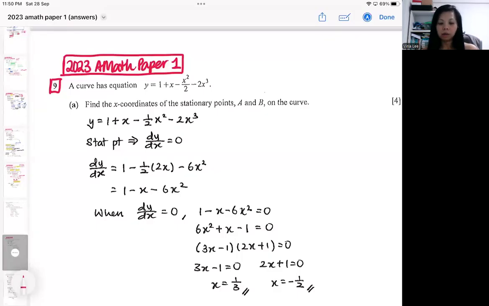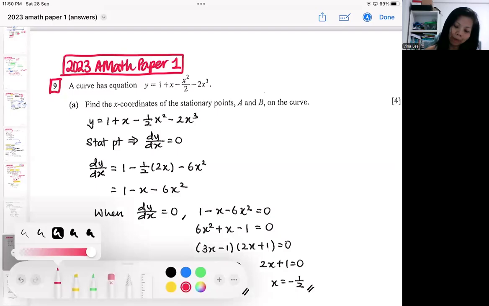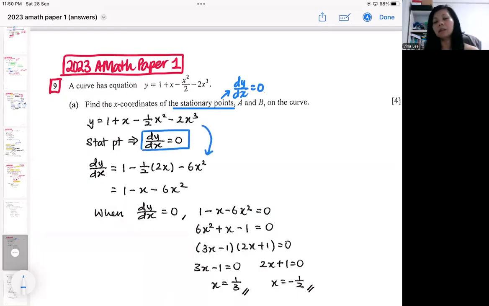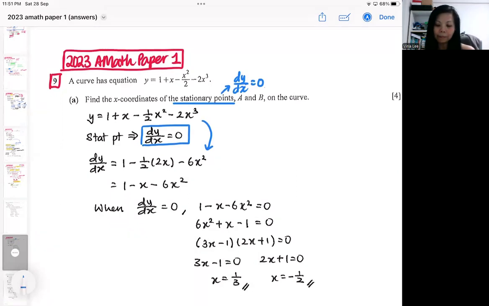Okay, this question, I will say the first part is actually very easy. The first part only requires you to apply the concept of stationary point, which is dy/dx equal to 0. So in this case, it's actually not very difficult because you are just given a cubic function. And then when you differentiate, you get a quadratic. Okay, so the quadratic will give you two stationary points.